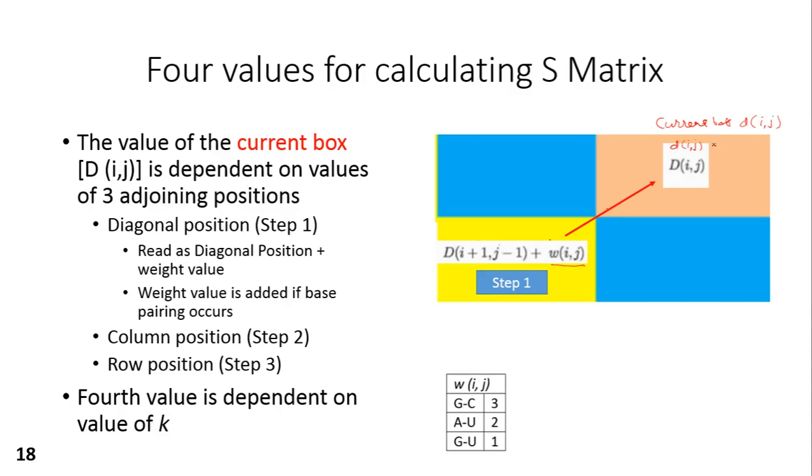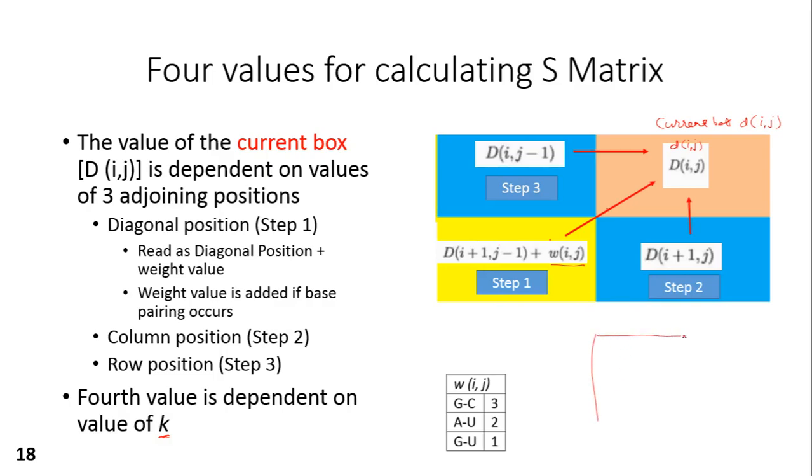The second step in your dynamic programming algorithm is about Di plus 1 and j. This value Dij would be dependent on the value present in the column position and the value present in the row position, that is Dij minus 1. And the fourth value is dependent on the value of k. So what was k? Do you remember what was k?